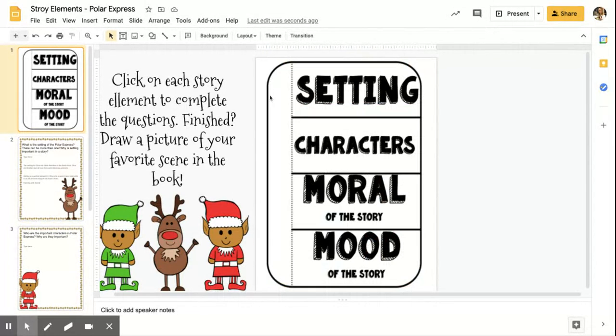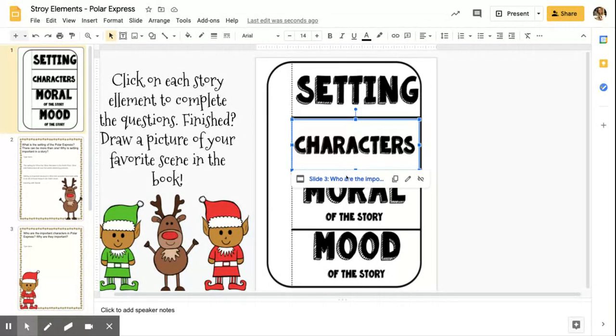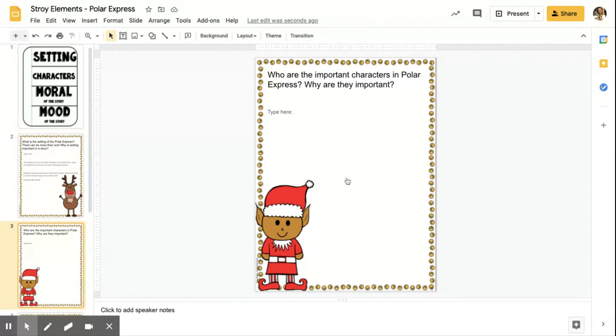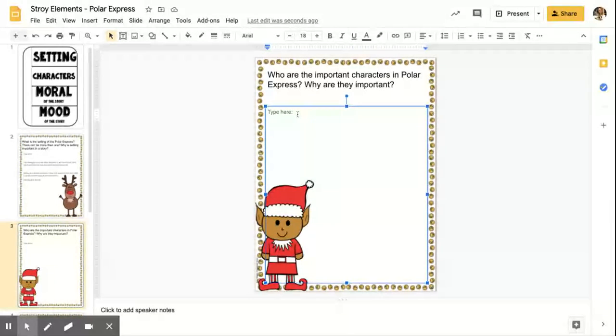So our second focus on story elements is characters. Now, we know a character is anything that can think, okay? It's who or what the story is about. And so here what we're going to do is answer some questions about the characters in our story. So this question says, who are the important characters in Polar Express and why are they important? So I'm not actually talking about characters in Polar Express. Remember, I'm talking about Olive. So I'd say the characters were Olive, Santa, and the reindeer.